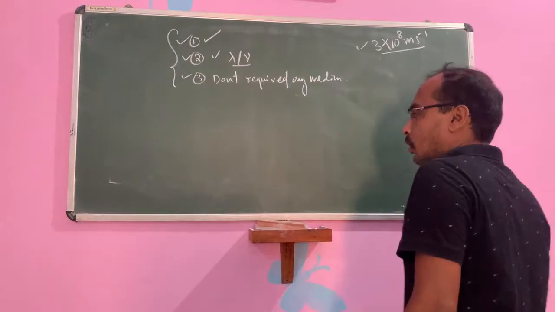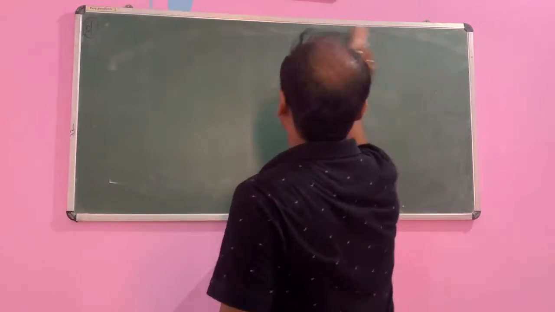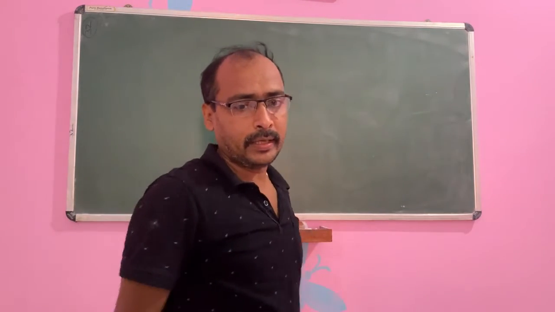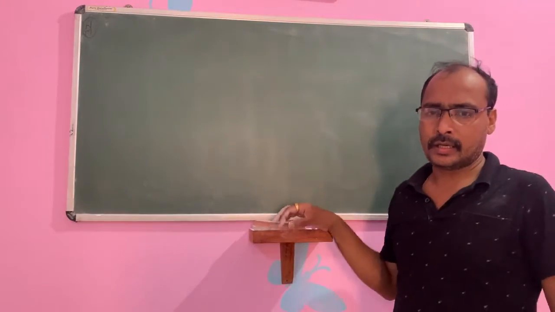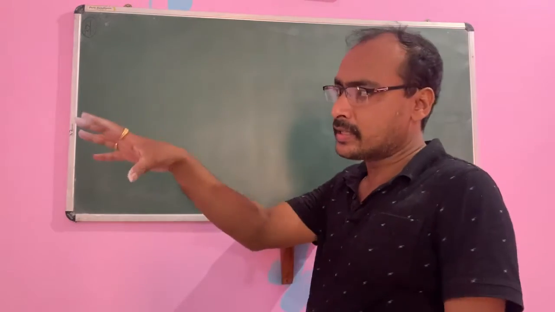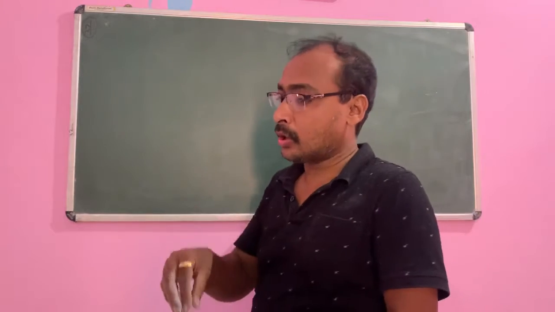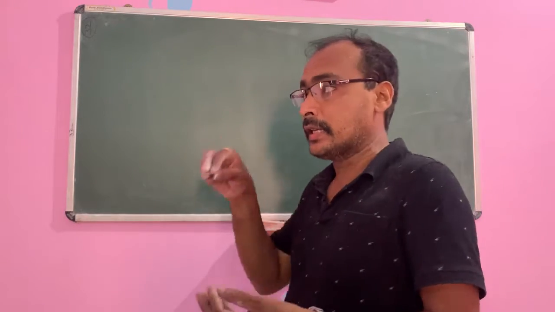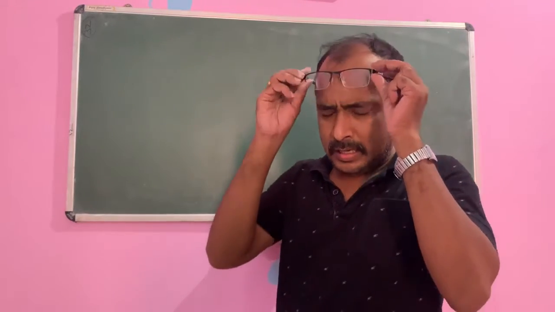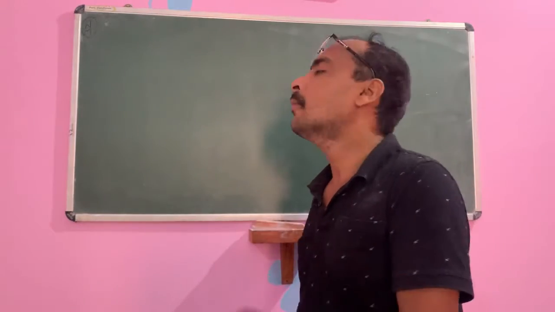Okay, children, so now we'll go to the electromagnetic spectrum. The electromagnetic spectrum is the arrangement of electromagnetic radiations in increasing or decreasing order of wavelength or frequency. This is known as the electromagnetic spectrum. Spectrum is singular, spectra is the plural.